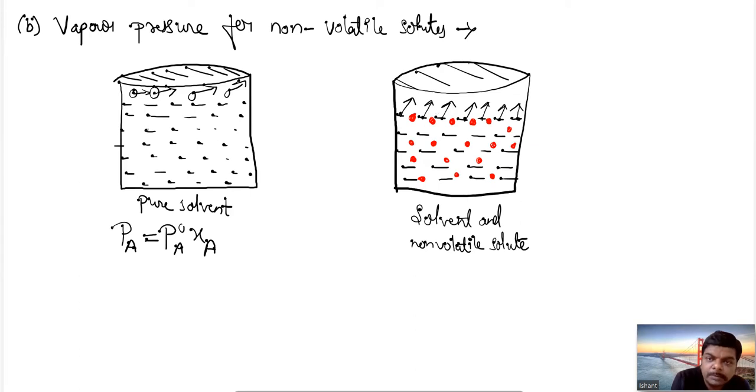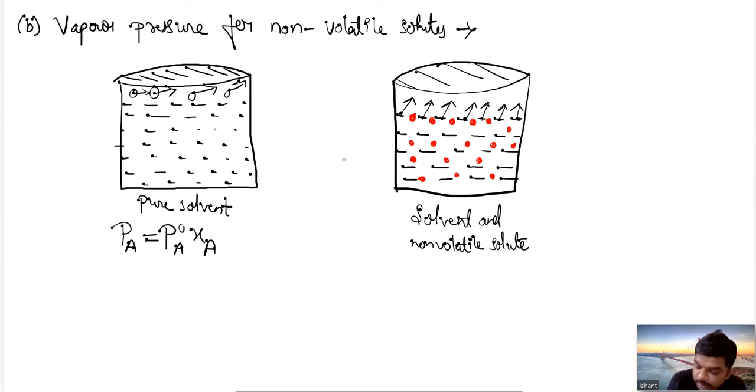The vapor pressure will not be equal or near to that of the pure solvent; it will be on the lower side. In the previous case, the vapor pressure increased because both the solute and solvent components were volatile in nature. But in this condition, the vapor pressure will decrease, and due to this the total vapor pressure of the solution will decrease.